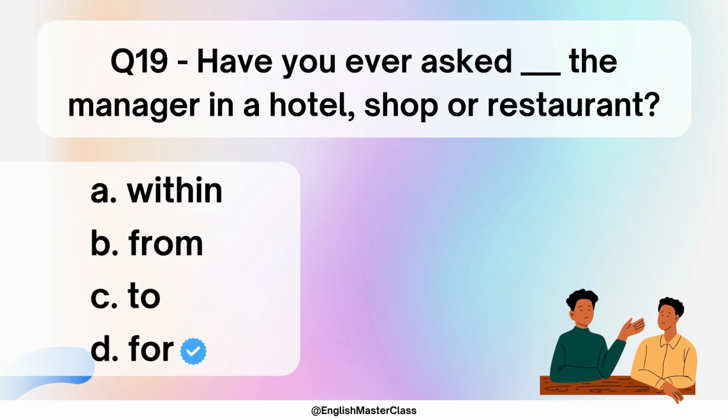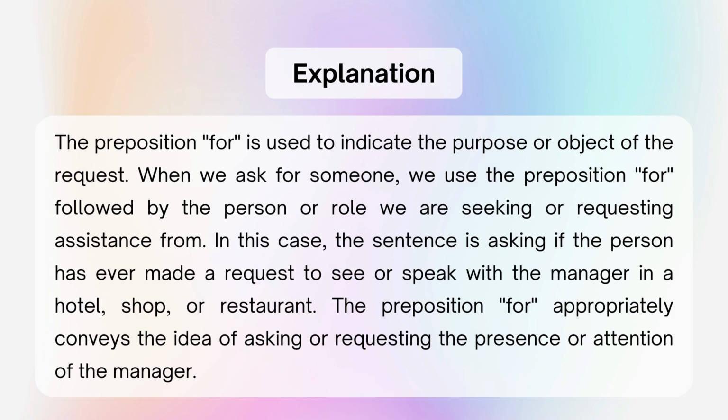Have you ever asked for the manager in a hotel, shop, or restaurant? The preposition for is used to indicate the purpose or object of the request. When we ask for someone, we use the preposition for, followed by the person or role we are seeking or requesting assistance from. In this case, the sentence is asking if the person has ever made a request to see or speak with the manager in a hotel, shop, or restaurant. The preposition for appropriately conveys the idea of asking or requesting the presence or attention of the manager.